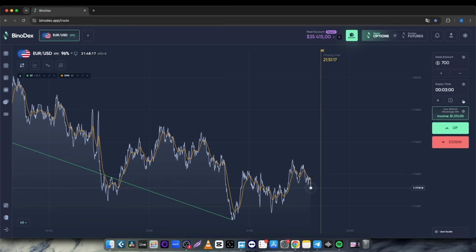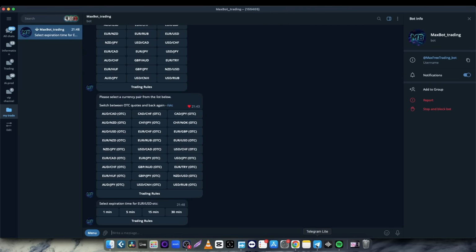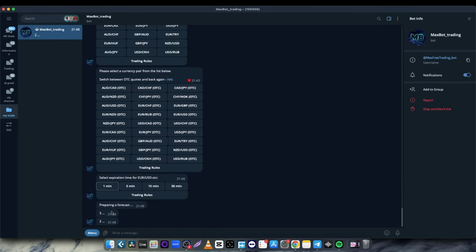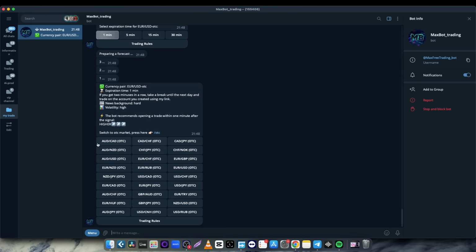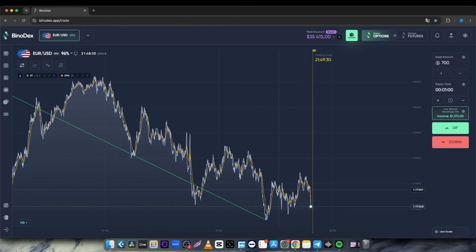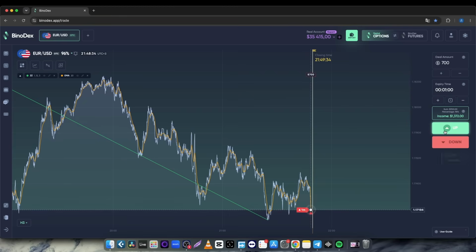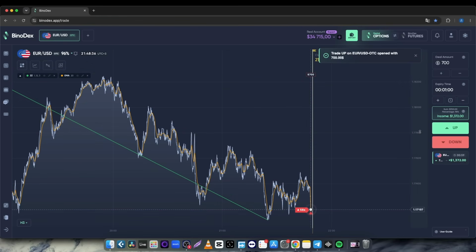Now all I have to do is go back to the trading bot interface and press the expiration time button for 1 minute. As you can see, the artificial intelligence is preparing a forecast, and after analyzing the market, the bot has signaled that the price will go up. Well, now I'm switching to Binodex, carefully studying the chart, and deciding to open a bullish trade based on the signal from the free trading bot. I'm sure that the price will rebound from the local support area and my trade will close with a profit.